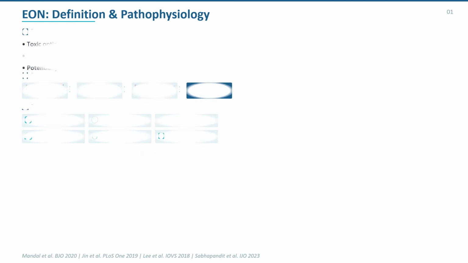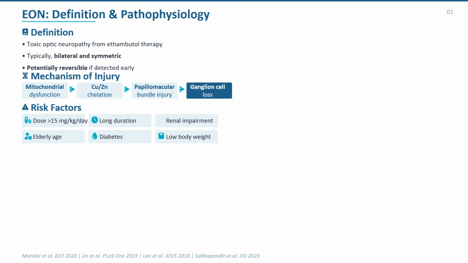Starting with the definition of ethambutol optic neuropathy, defined as toxic optic neuropathy that's caused by ethambutol therapy. Usually, when you continue the medication more than 6 months, it carries high risk. However, it has been reported even after the initiation of 2 months. But there are certain risk factors. They increase the incidence of this complication.